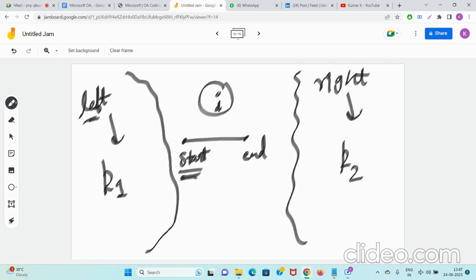This is the start pointer. This is the end pointer. There are K1 guys which will never touch you on the left. There are K2 guys which will never touch you on the right. So how many triplets will be there? There will be K1 into K2 triplets.